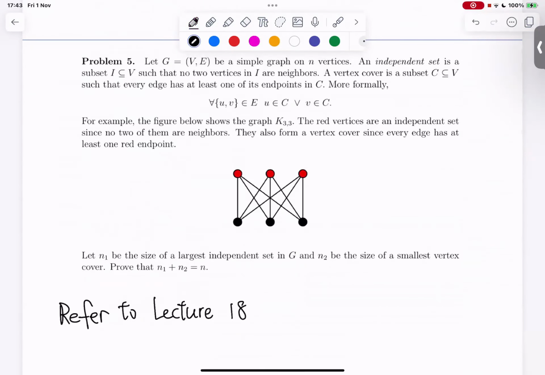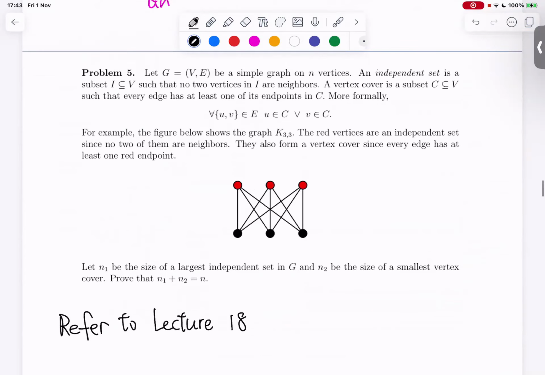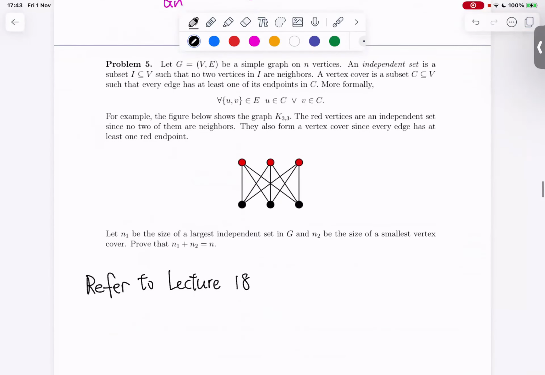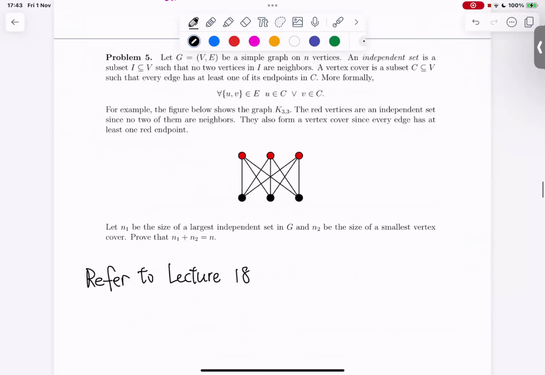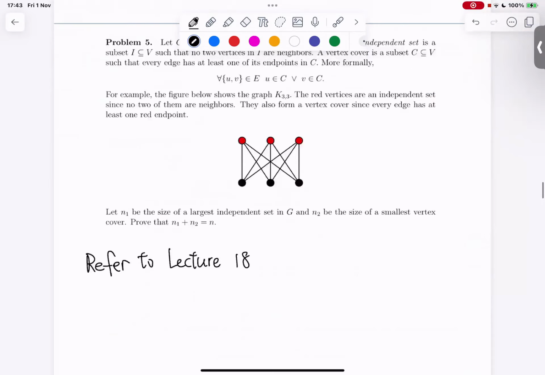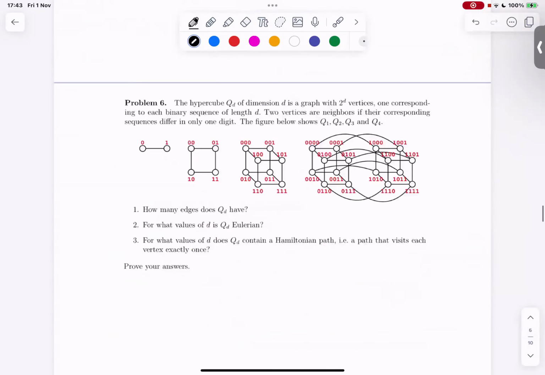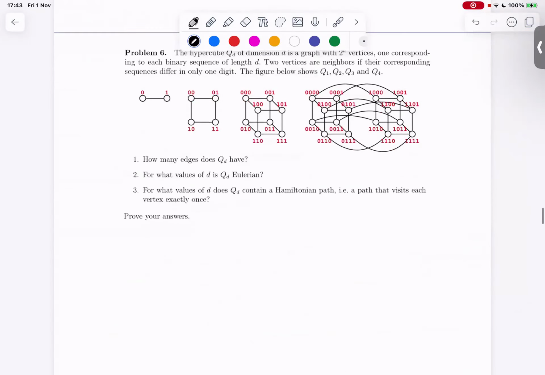For problem 5, this is actually covered in the lecture, so I'm just going to refer you to the lecture notes. It's in lecture 18. You can see this problem. It's exactly the same.